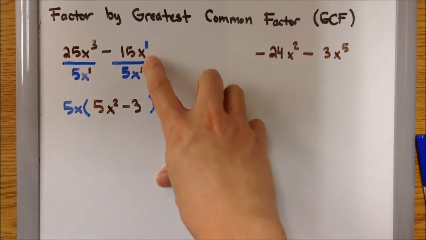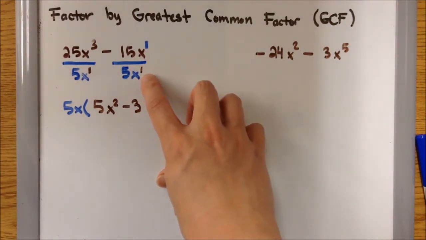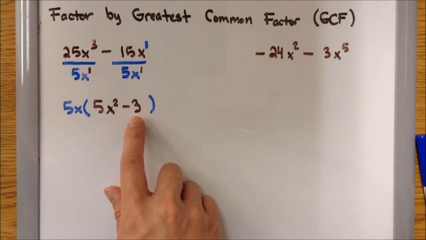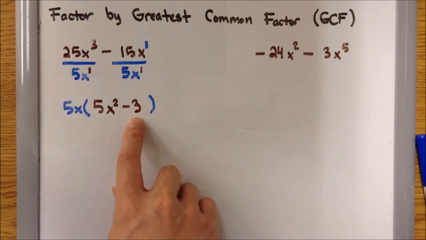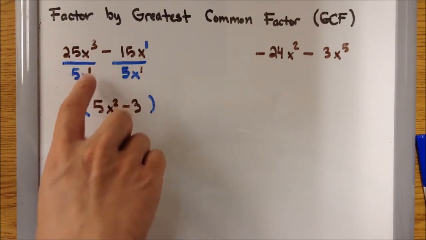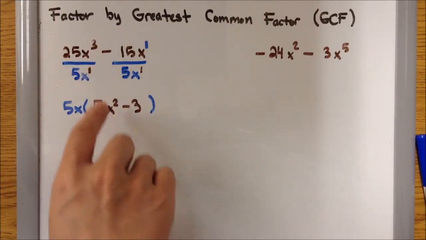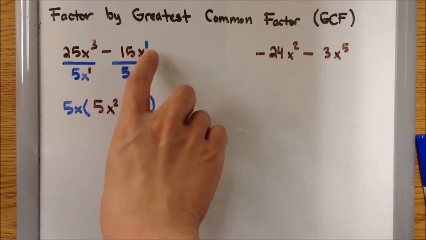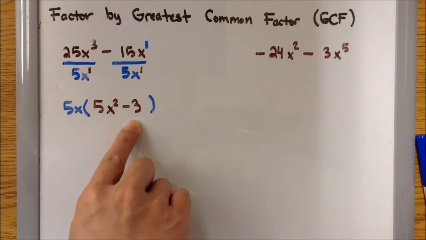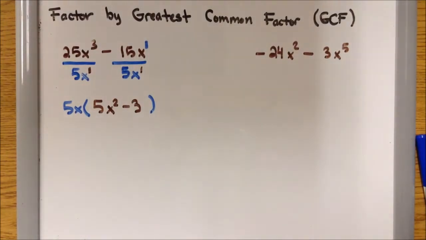And then if we look, x to the 1 power divided by x to the 1 power, it's the same thing, so we'll divide into 1. So 1 times -3 will be just -3. So 25x to the third divided by 5x to the 1 power will be 5x squared. Negative 15x to the 1 power divided by 5x to the 1 power will be simply -3. So that will be our final answer. There's nothing I can do to simplify.